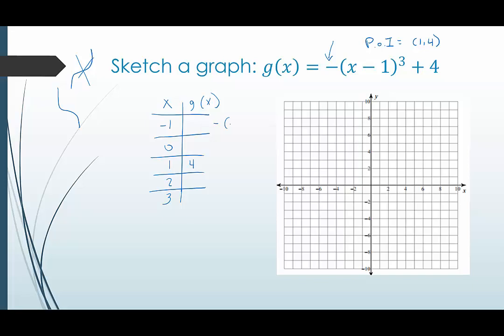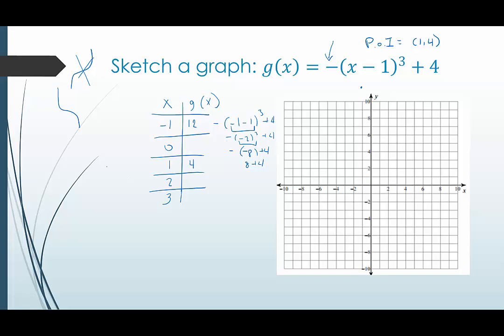So we have negative of -1 minus 1 cubed plus 4. Inside here, this is -2. -2 cubed is -8, but then we negate the negative, so it becomes a +8. Hopefully this makes sense. Let me just write this down. So this is -8, but we have this negative in front. So the negative of the negative becomes positive. 8 plus 4 is 12. So we start out -1, positive 12, which will be up here.